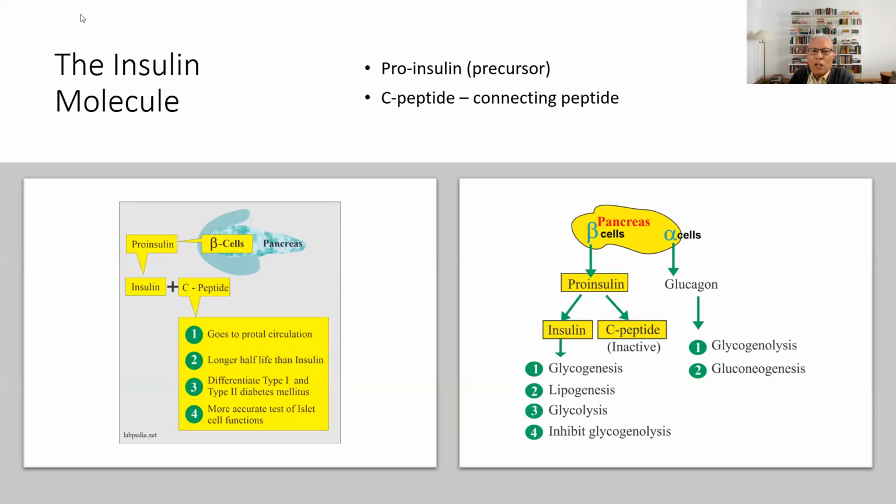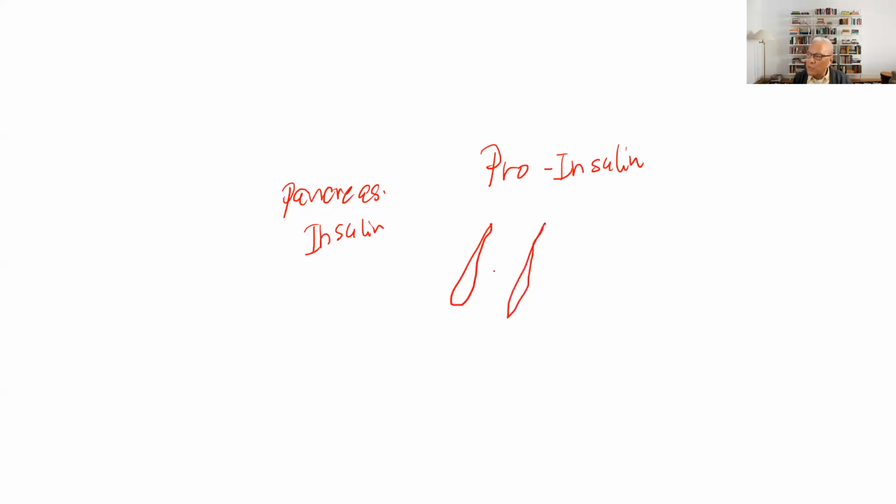Now let's talk a little bit about the insulin molecule. It is important because it lays the foundation for understanding how we test for diabetes. When the pancreas secretes insulin, it is first called proinsulin. This proinsulin is arranged in two chains, connected by a substance called C-peptide. It gets released into the bloodstream, and immediately the C-peptide breaks, and the proinsulin becomes insulin.